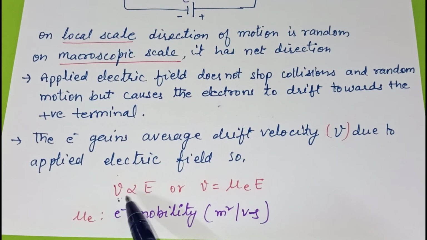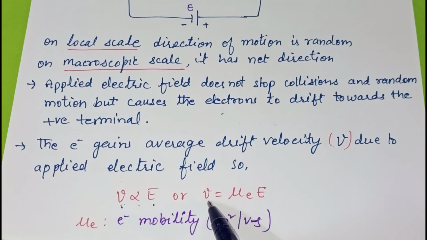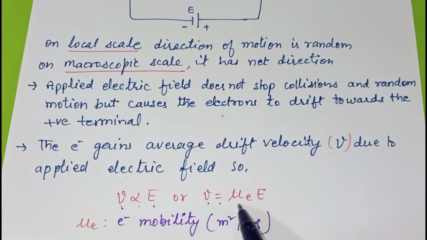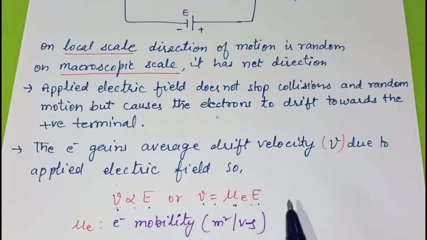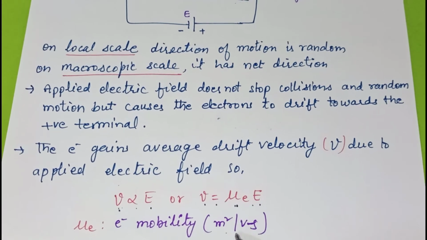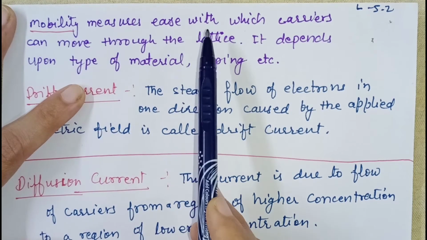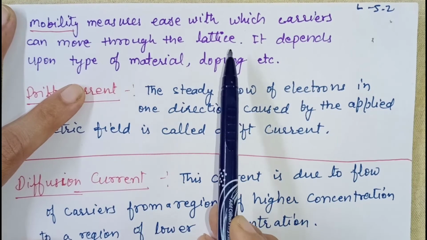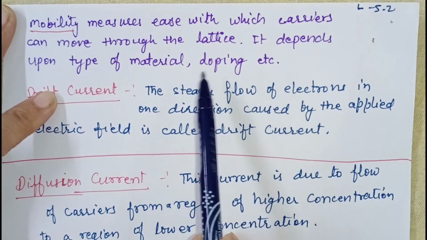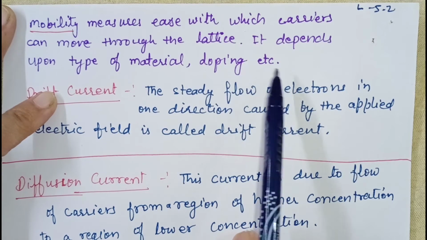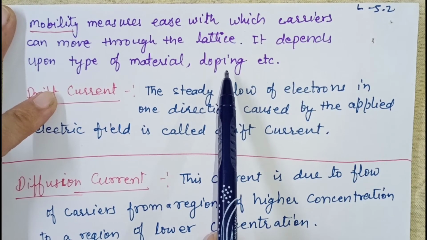This drift velocity is directly proportional to the electric field, or we can say this drift velocity is equal to mobility times electric field. Mobility is the proportionality constant. Unit of mobility is square meter per volt second. Actually, mobility measures the ease with which the carriers can move through the lattice. It depends on the type of material and the doping, that is, the doping concentration and also the type of doping.